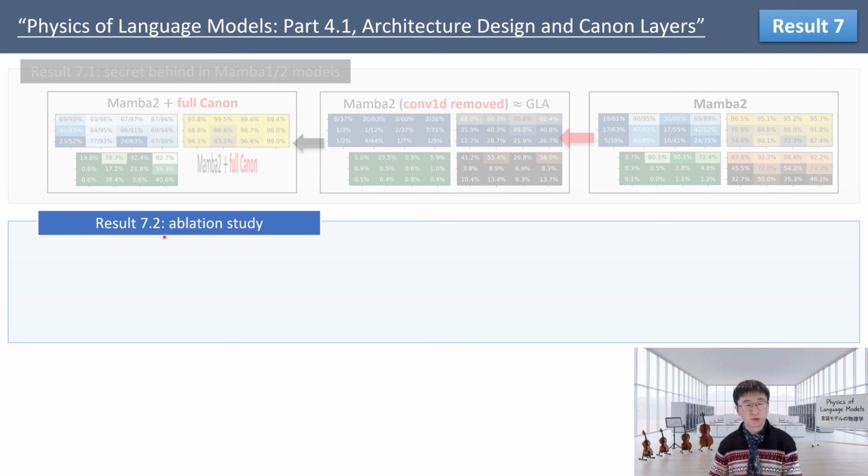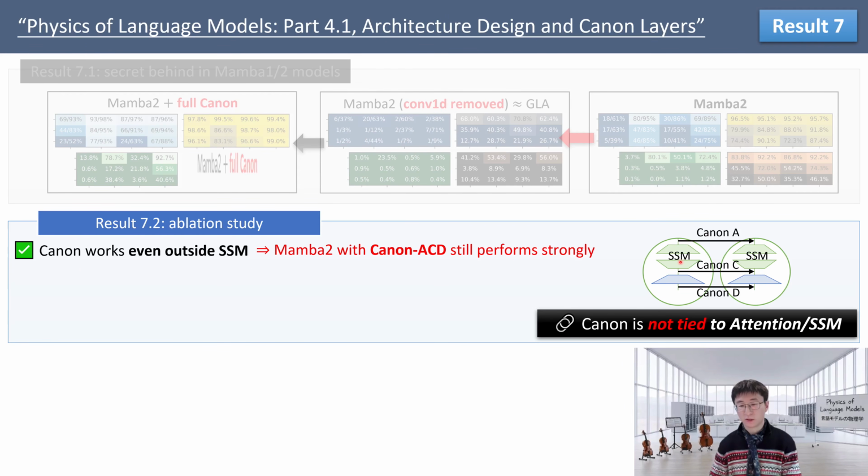In the next sub-result, I'm going to perform a little bit of ablative study, once again, on top of Mamba 2. The first observation we made is that Canon also works outside the SSM. So for instance, we tried to do the Canon layers at position A, position C, and D, but without doing it inside the SSM like the original authors. And we see that this Canon ACD configuration still performs very strongly. So therefore, Canon is really not tied to attention and not tied to the SSM design. It's really a standalone thing that can be inserted anywhere inside your architecture.